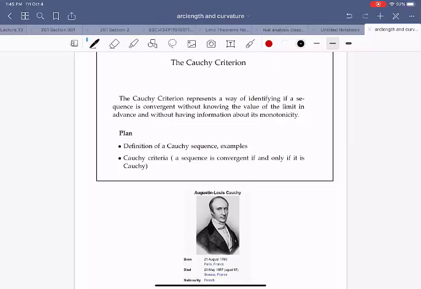The purpose of this video is to study the Cauchy criterion, and the Cauchy criterion represents a way of identifying if a sequence is convergent without actually knowing the value of the limit in advance and without having information about its monotonicity. So the plan is as follows. First, we will define what a Cauchy sequence is. We'll look at some examples. And later on, we'll look at the Cauchy criterion and we'll in fact prove that a sequence is Cauchy if and only if it is convergent.